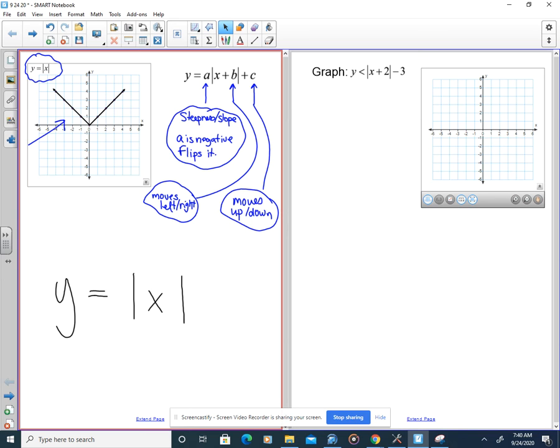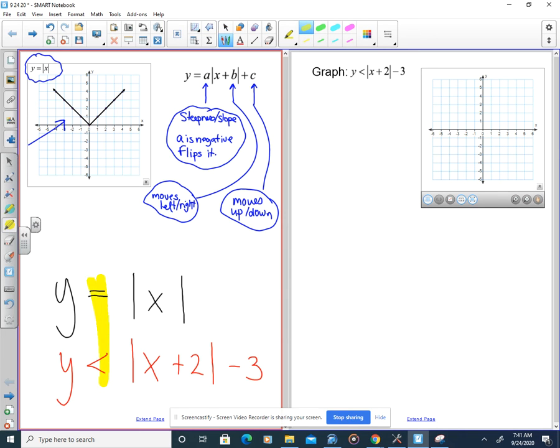Well, over there on the other side, we got y is less than the absolute value of x plus 2, minus 3. If I write them beside each other and compare them, what's different? Just highlight some of the differences. Well, instead of an equal sign, we got a less than sign. We got a plus 2 here, and we got a minus 3 here. So let's think about what these changes do to the parent graph.